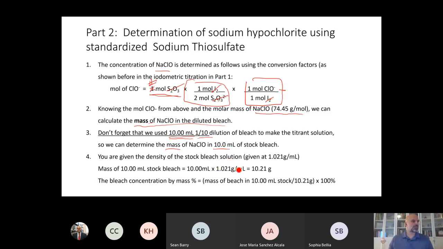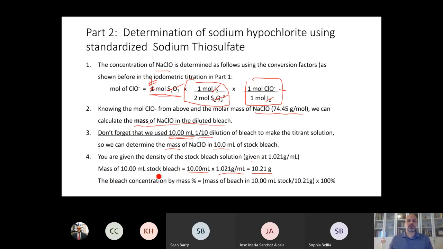The procedure tells you the density. You're going to need the density here. So the density of bleach is 1.0121 grams per milliliter, with my really crooked line there. So you can see you have your density. It's just a little more dense than water. And then in order to figure out the mass of that 10 milliliters of stock bleach solution, you're simply taking the 10 milliliters, multiplying that by the density, and you can see that gives us 10.21 grams in that stock solution.